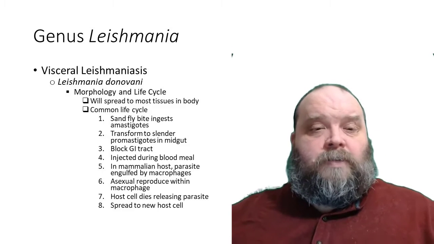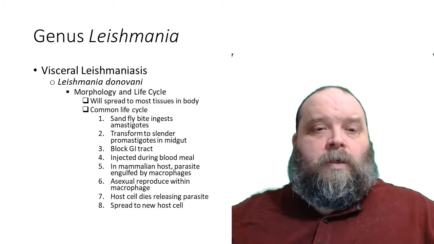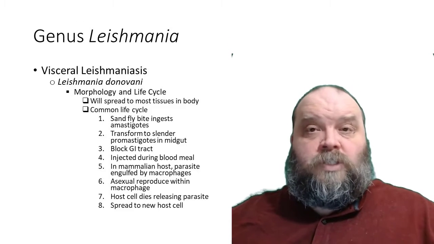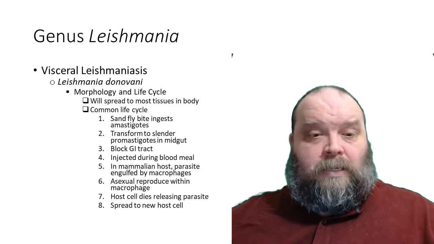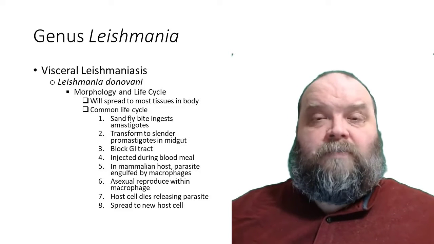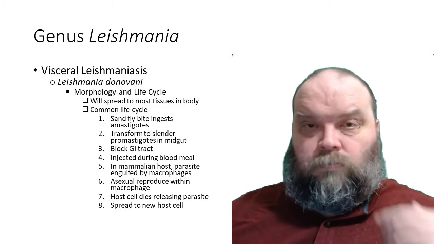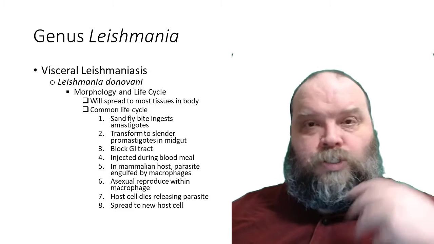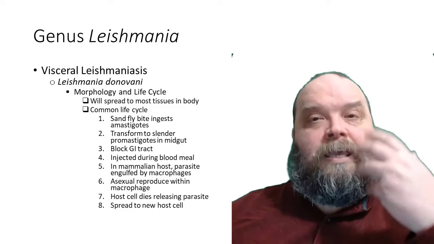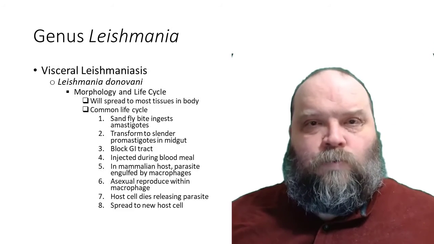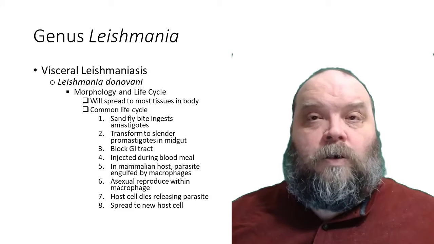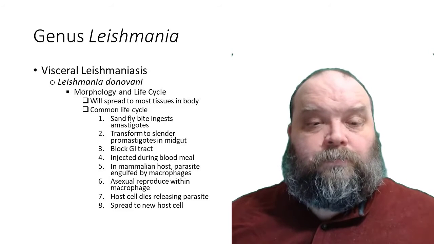When you look at the life cycle, the sandfly ingests the amastigotes, which transform to slender promastigotes in the midgut and block the GI tract of the sandfly. So when the sandfly goes in for the next meal, it regurgitates all the contents of its stomach as it's trying to spit in the saliva, regurgitating into the wound the promastigotes, which then go and are now in the bloodstream.